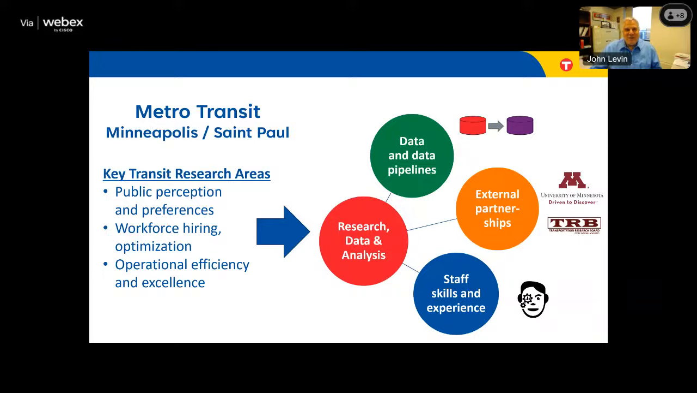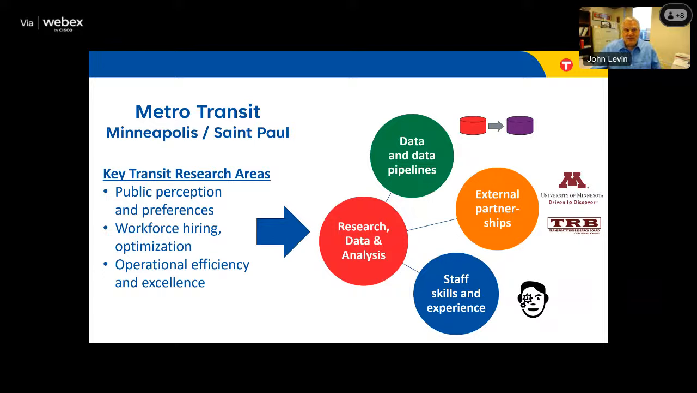The research, I think, is very recognizable to folks. We are in competition with an ever-growing range of travel options. So how do we understand public perceptions around transit and what their preferences are? It's really critical to designing good service and providing good operations. So we're trying to answer those questions for our internal customers.